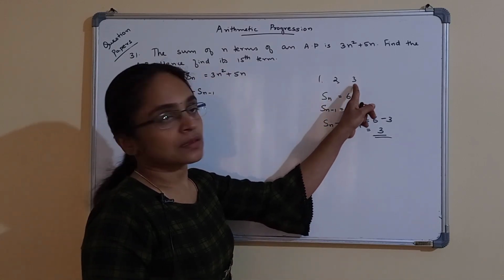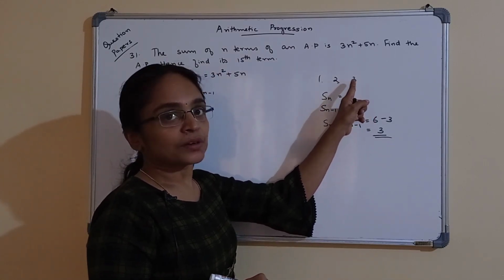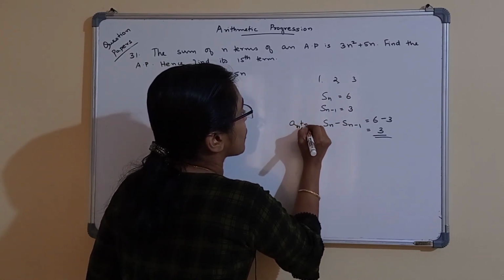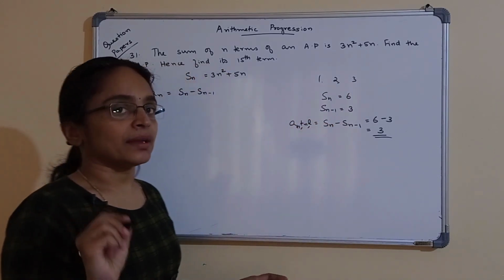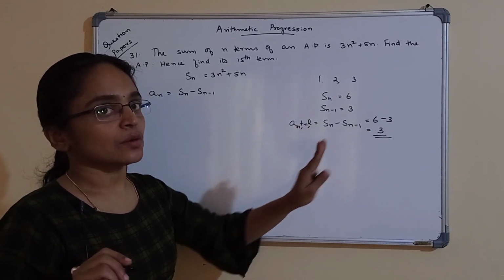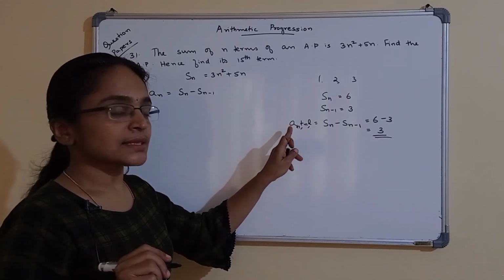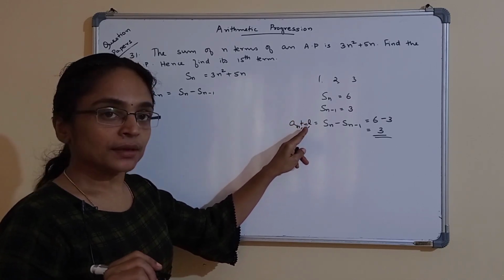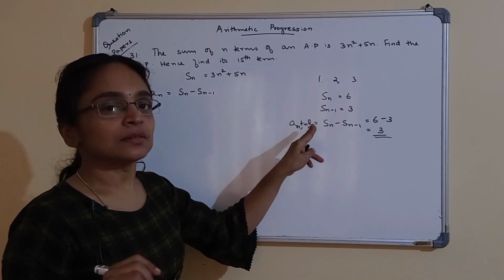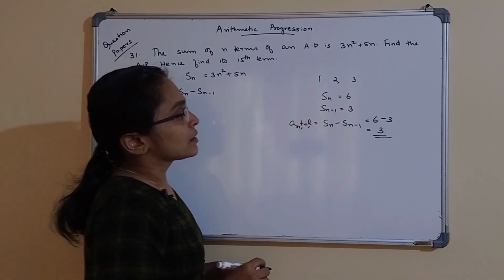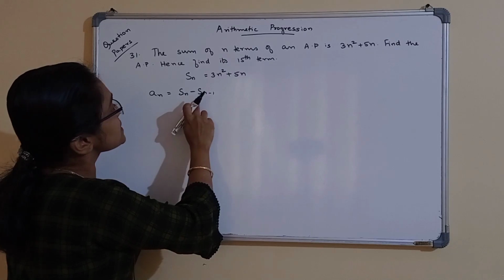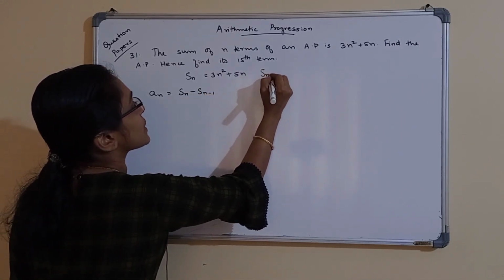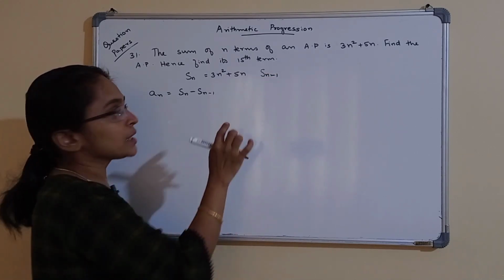And that is the last term, right? So, this is an or tn. So, we can write an or tn or L as Sn minus Sn minus 1, which is equal to 3. We can write the nth term, the last term, as an or tn, or for the last term we can write L. So, an equal to Sn minus Sn minus 1.